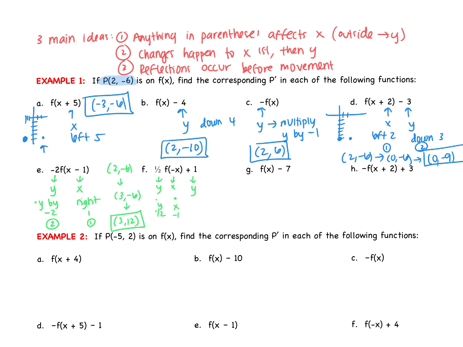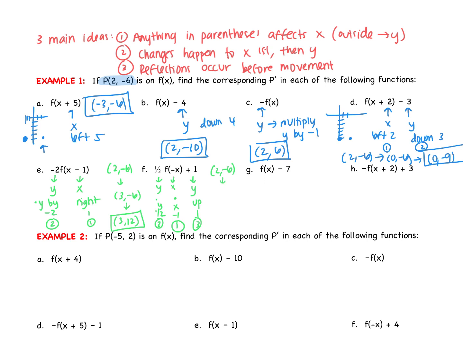If it affects y, so it's going to move us up or down? Up. Okay, x happens first. So that change is going to happen first. When it comes to y, are we going to multiply by the 1/2 first or move it up 1? Multiply. Multiply always happens first. Then move. Okay, so we take our 2, negative 6.